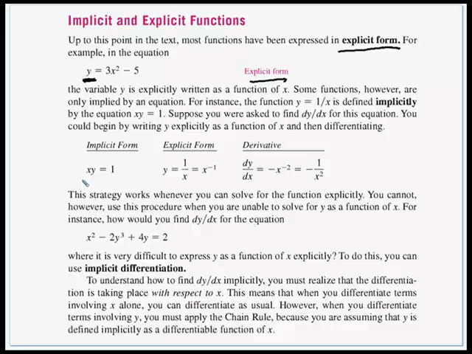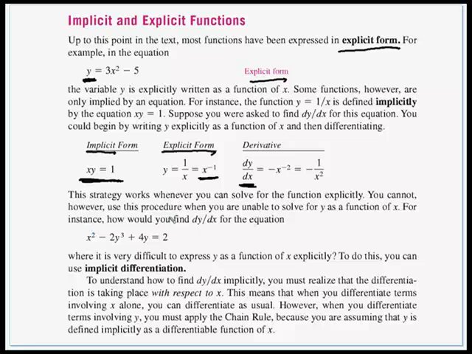So here's the equation we're given, x times y equals 1. That's our implicit form. To put it in explicit, we solve for y. Divide both sides by x, so y equals 1 over x, or x to the negative 1 power. And then we take the derivative. dy dx is negative x to the negative 2, and we rewrite it to get rid of that negative exponent. This strategy works whenever you can solve for the function explicitly.